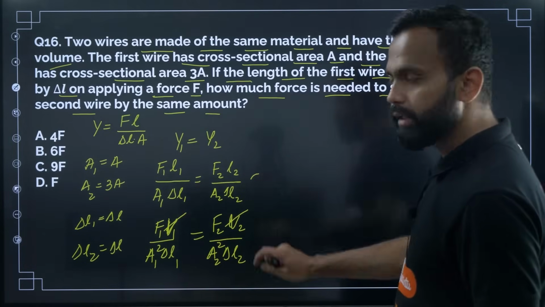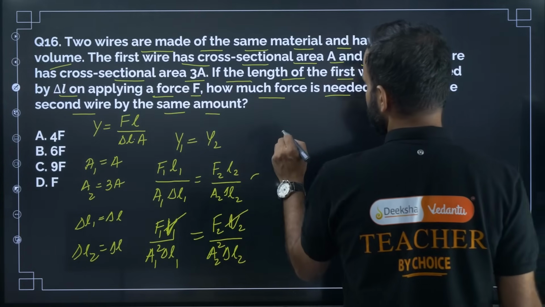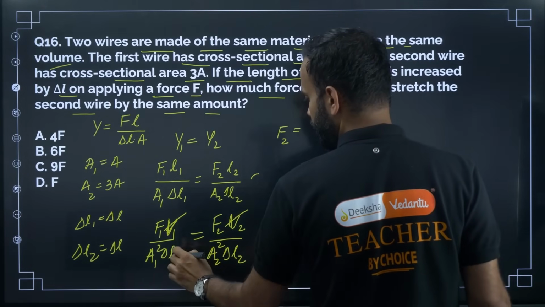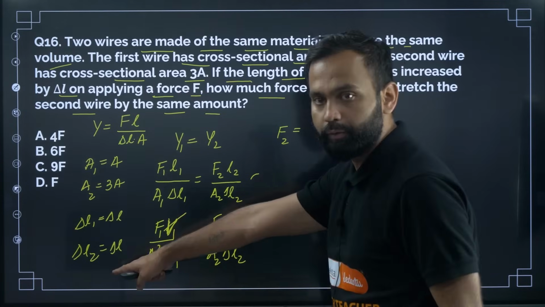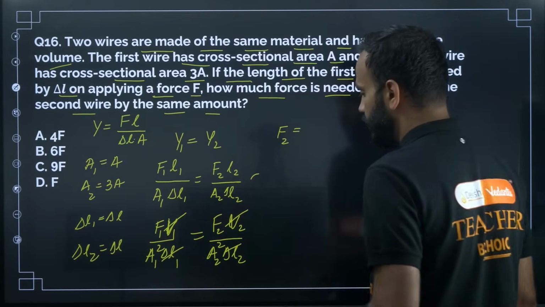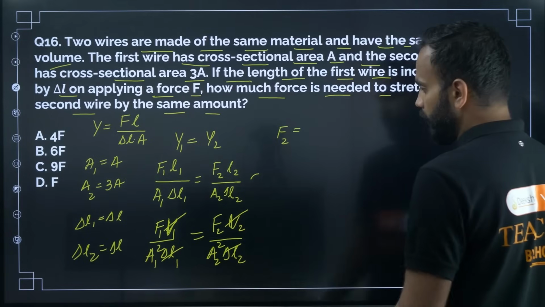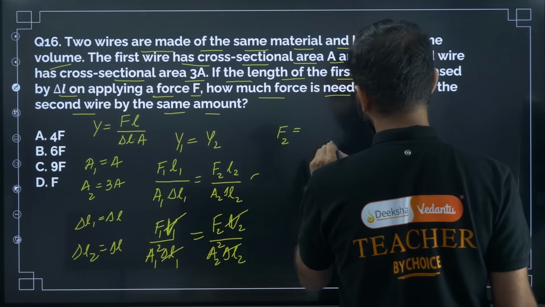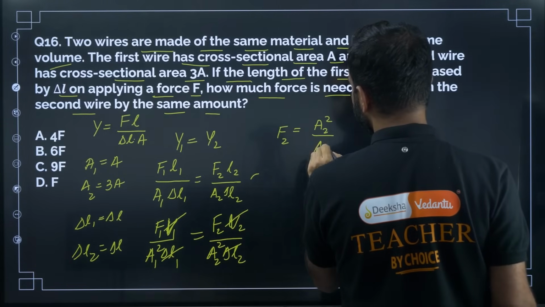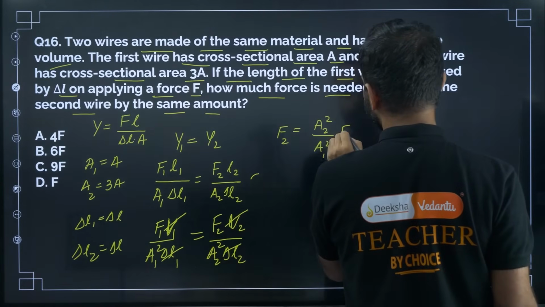So we need to find F2. Again delta L1 equal to delta L2. So F2 is equal to F1 into A2 squared divided by A1 squared.